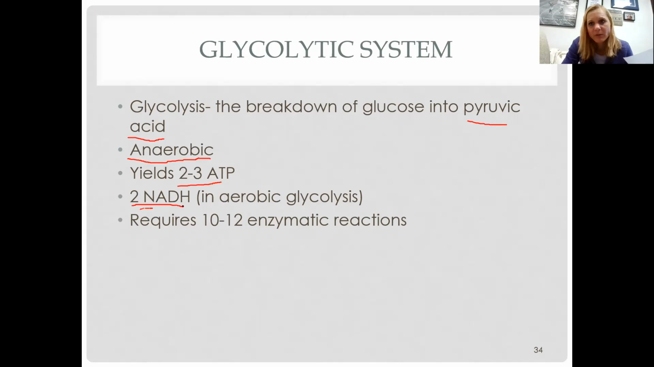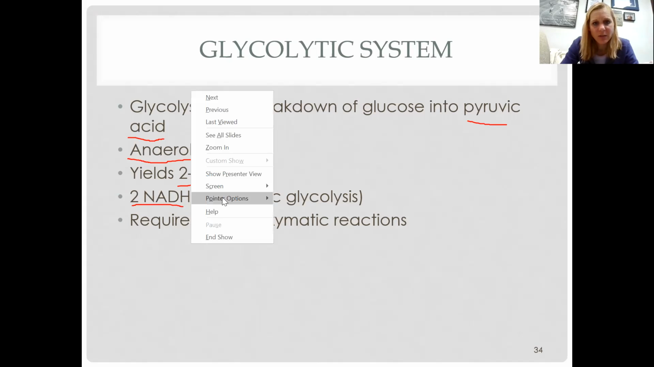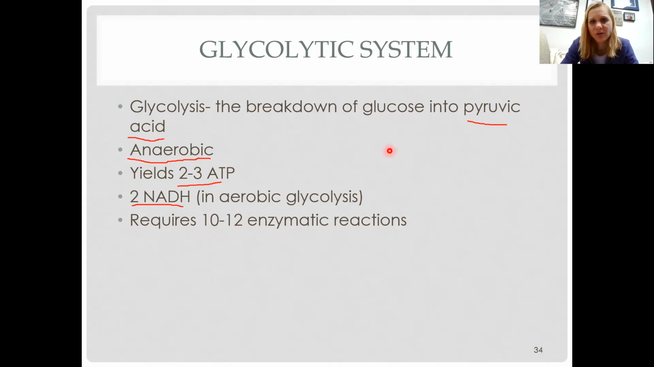NADH will be important for us in a later pathway, so keep that in mind as well. And so that we can understand the complexity of this system, it requires us to convert that glucose molecule into 10 to 12 different intermediate steps before we get to that final product of pyruvic acid or pyruvate, whichever you prefer to hear it called.